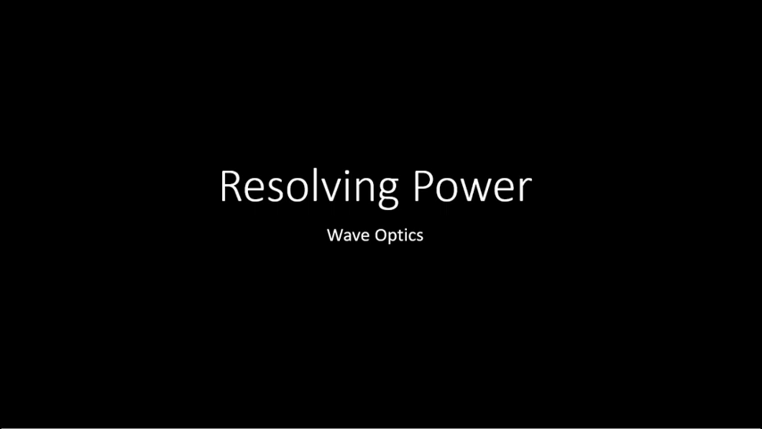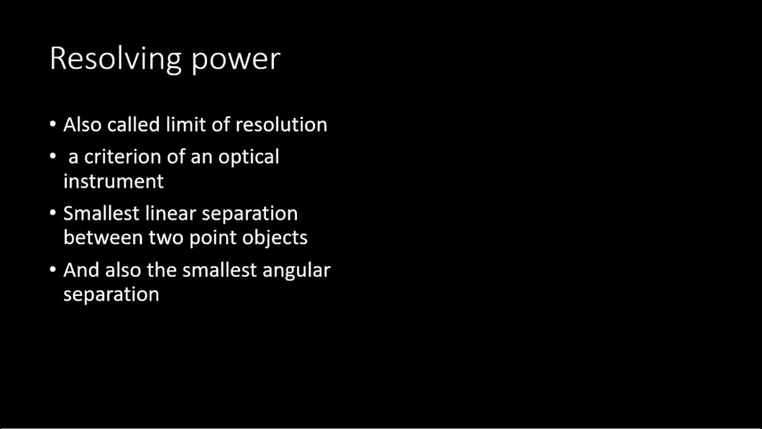In this tutorial, we will be discussing the resolving power of some optical instruments like a telescope or microscope. Resolving power is also called the limit of resolution. It is the criterion of an optical instrument. It is the smallest linear separation between two point objects, and it is also the smallest angular separation.